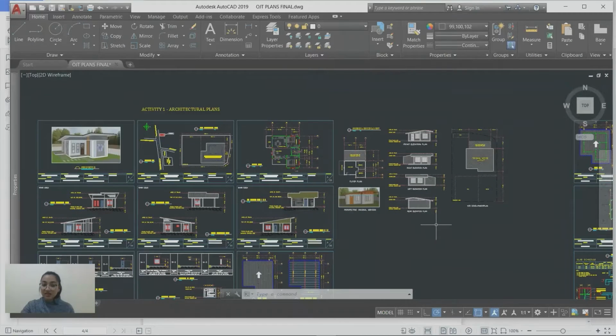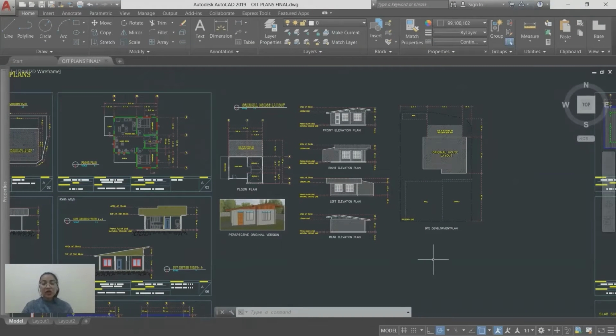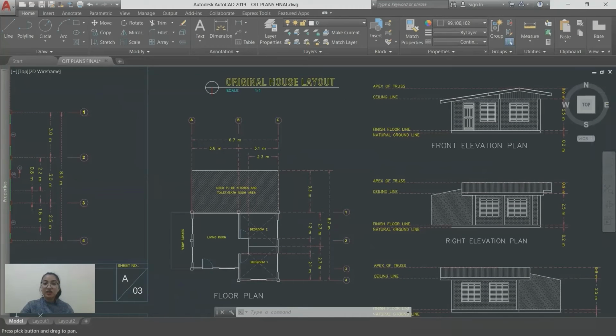So again, in activity 1, we were asked to investigate a house and have it redesigned so that it conforms to the National Building Code of the Philippines. Since the owner of the house has been planning to have it renovated, that's one of the reasons why I chose this house as a model for my OJT proposal, because it will give me the opportunity to highlight my skills in designing a house and ensuring that all the elements conform with the National Building Code of the Philippines. So first, let's look at the original house layout.